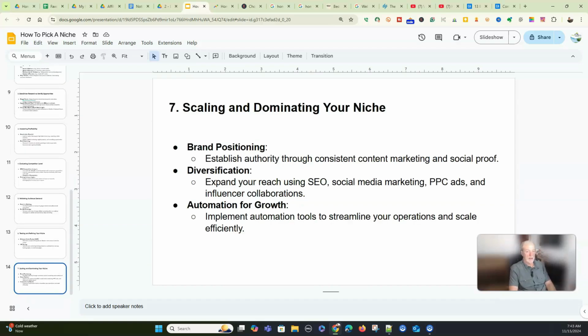So that's where you come into scaling and dominating your niche. So, brand positioning. As an affiliate marketer, you're not seen as an affiliate marketer or a salesperson. You're seen as a person who has products that are helpful, that truly meet a need and solve a problem. It's a way that you establish your authority through constant content marketing, through paid content.